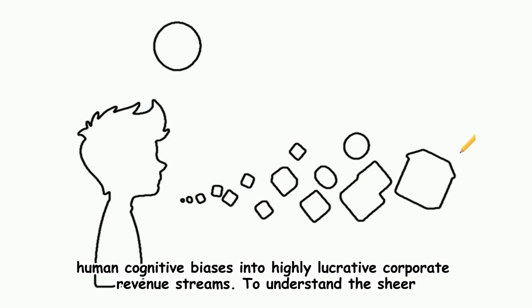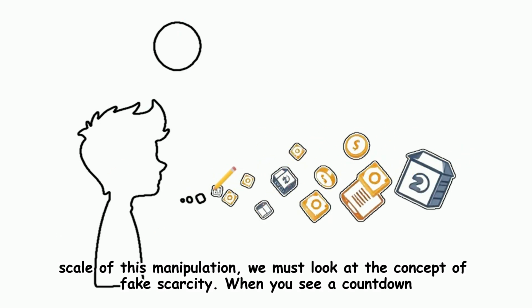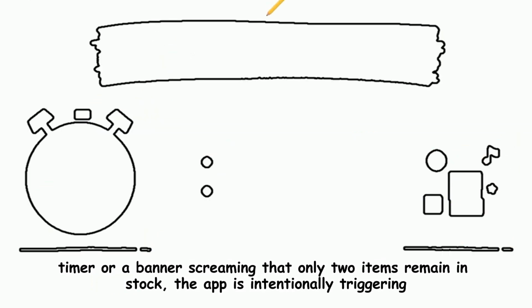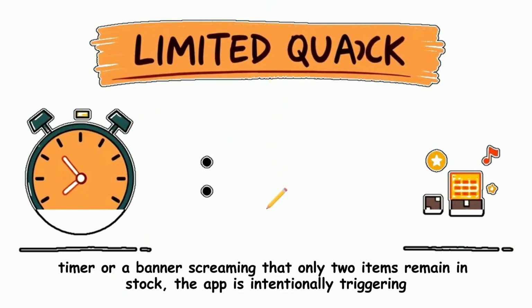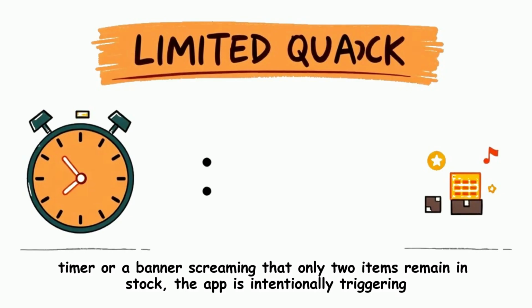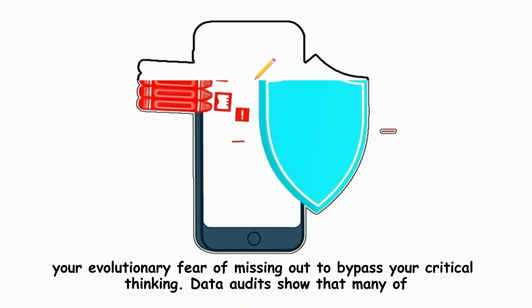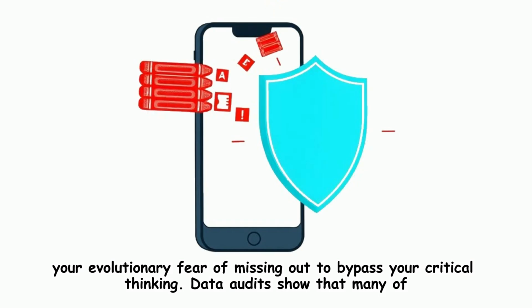To understand the sheer scale of this manipulation, we must look at the concept of fake scarcity. When you see a countdown timer or a banner screaming that only 2 items remain in stock, the app is intentionally triggering your evolutionary fear of missing out to bypass your critical thinking.